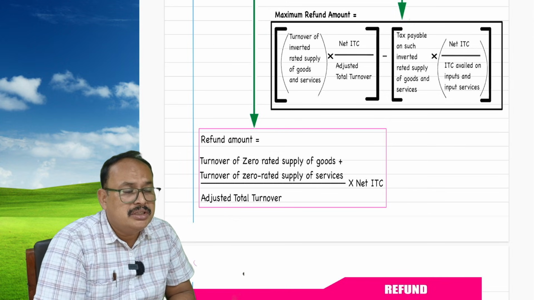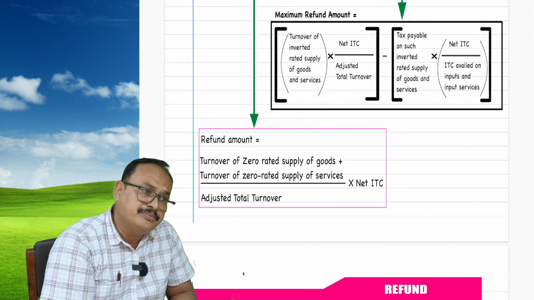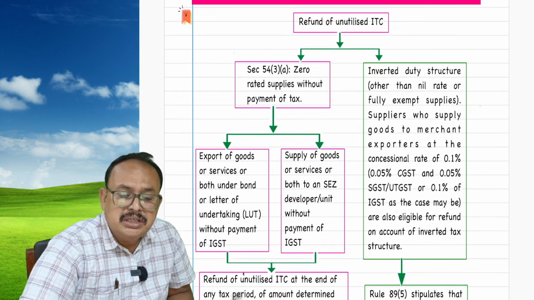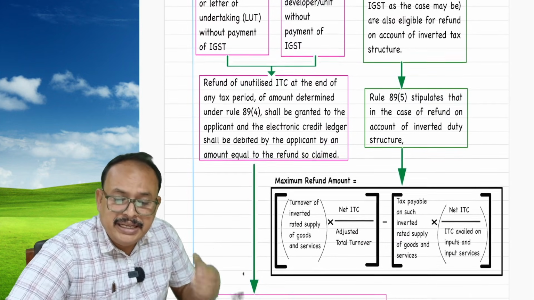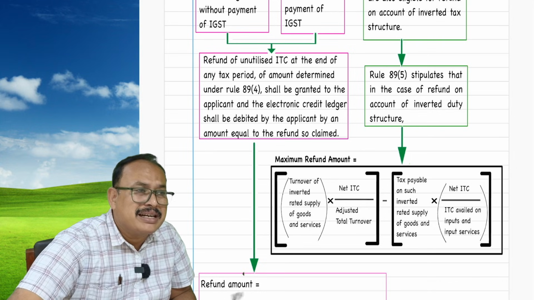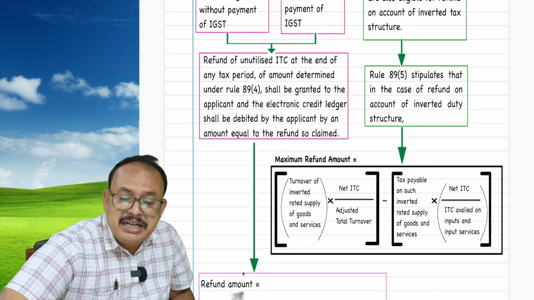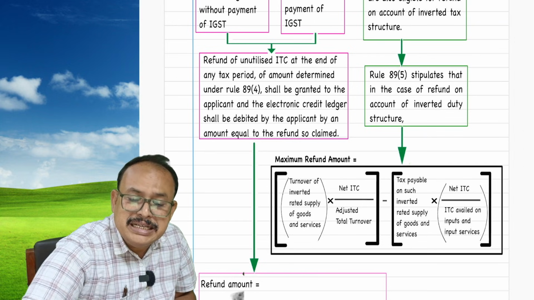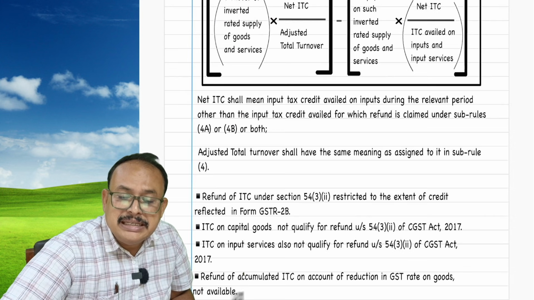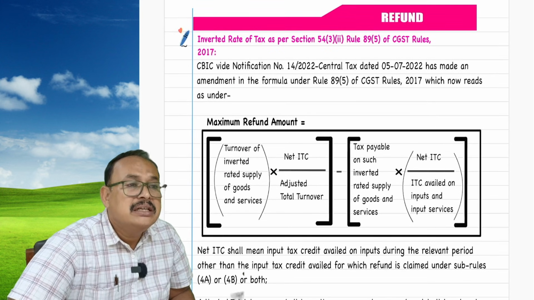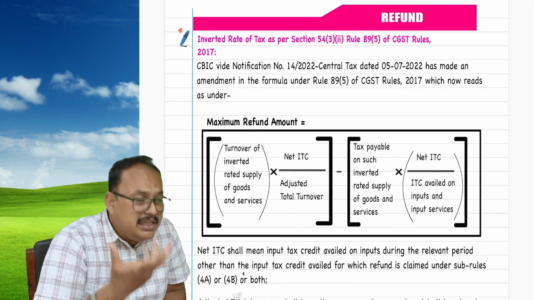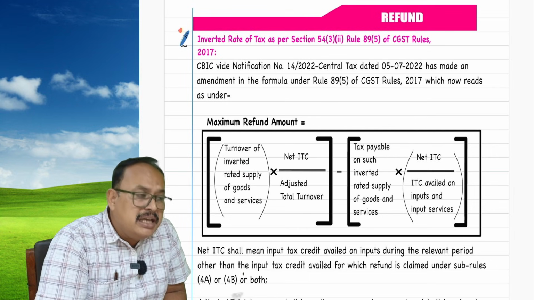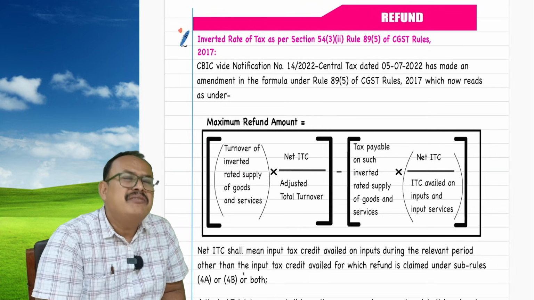When you talk about inverted duty structure credit, under section 54 subsection 3 read with rule number 89 sub number 5, there is a lengthy formula-based refund claim which is also easy to identify and understand. Inverted duty structure means input goods are at a higher rate of GST, and after manufacture I clear those goods into the domestic area with a lesser rate of duty.